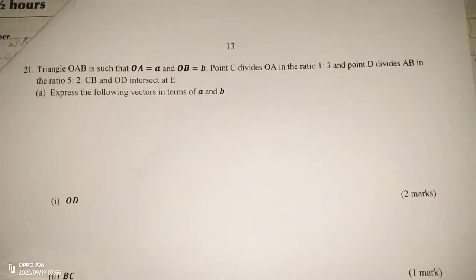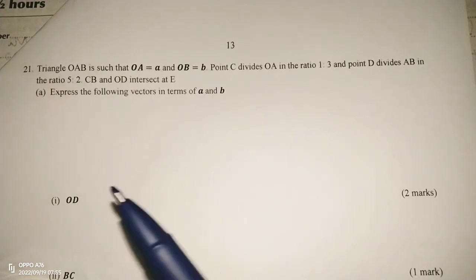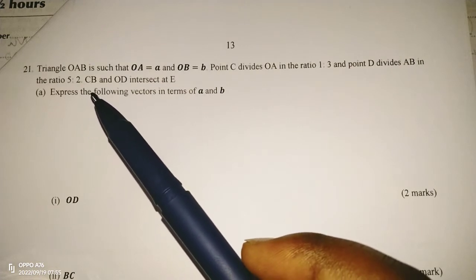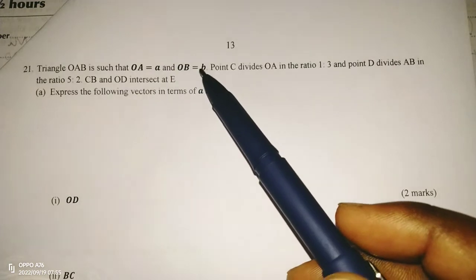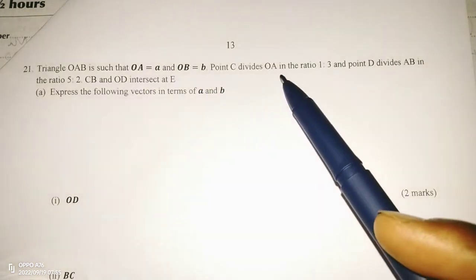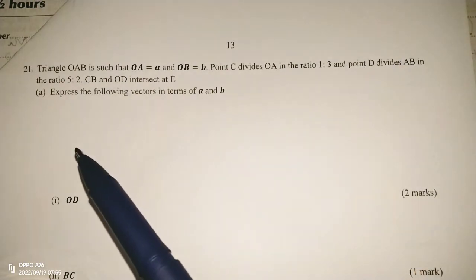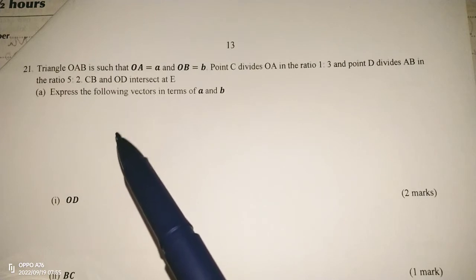We're going to look at vector 2, number 21 in this paper. The question says that triangle OAB is such that OA is vector A and OB is vector B. Point C divides OA in the ratio 1:3 and point D divides AB in the ratio 5:2. CB and OD intersect at E.